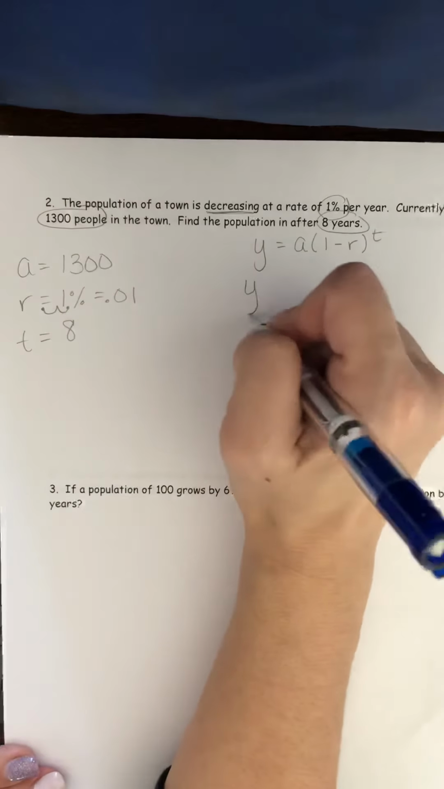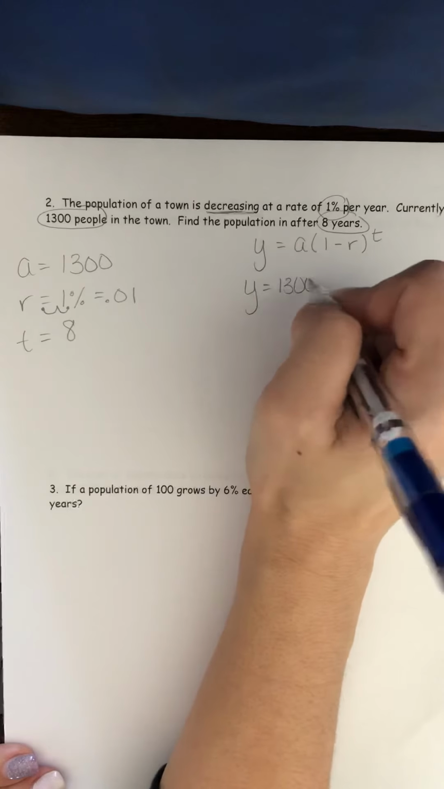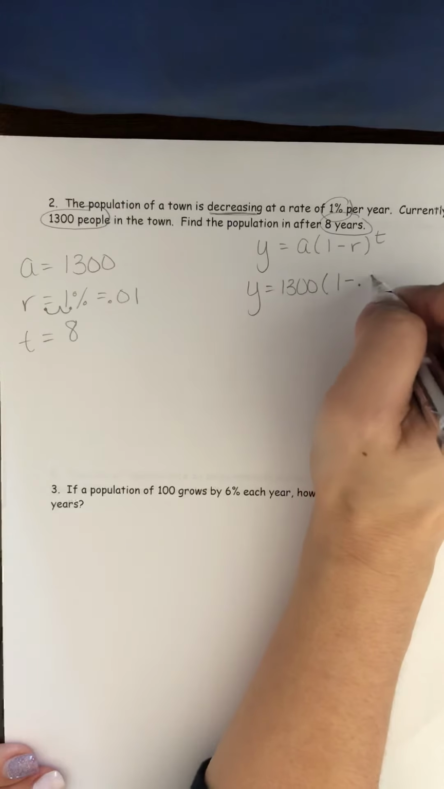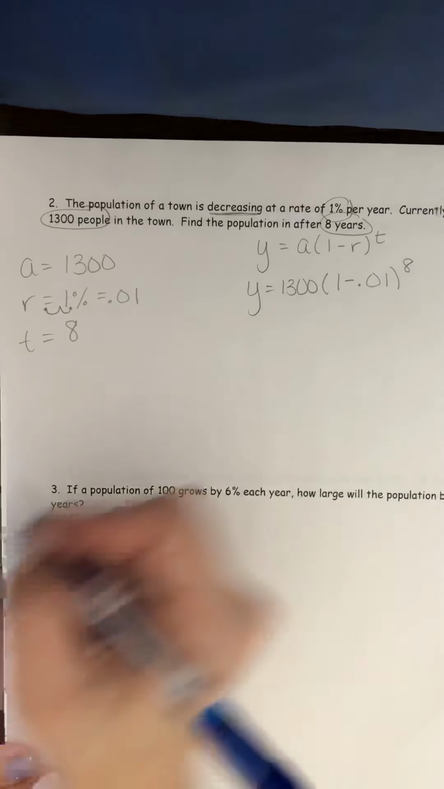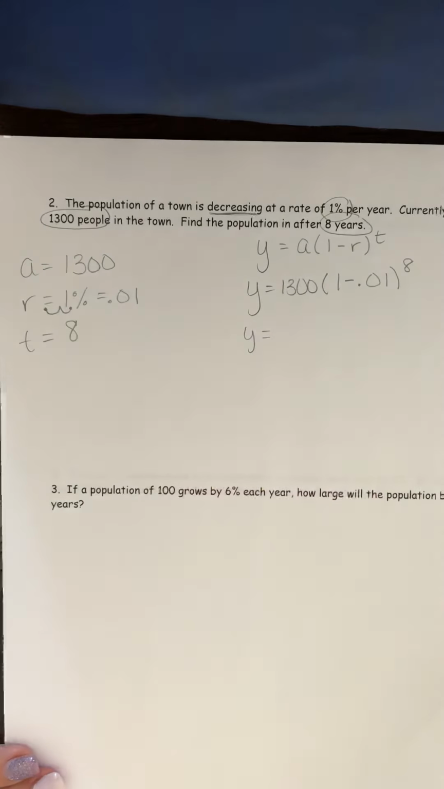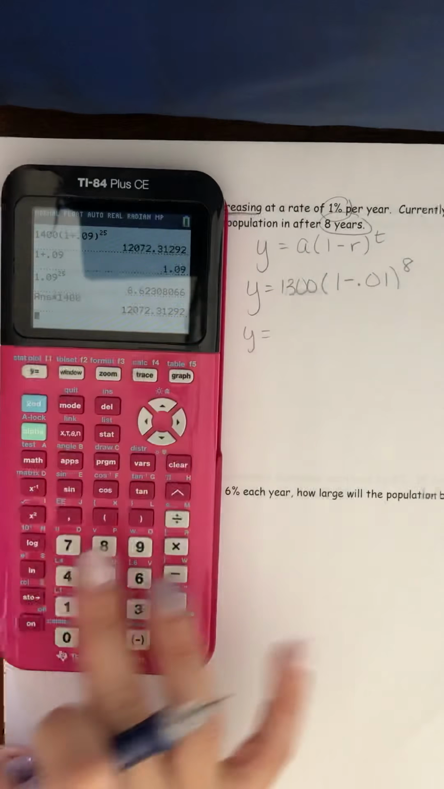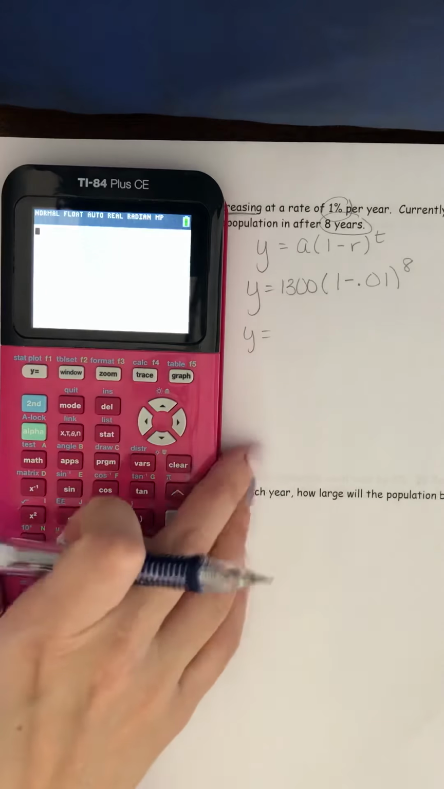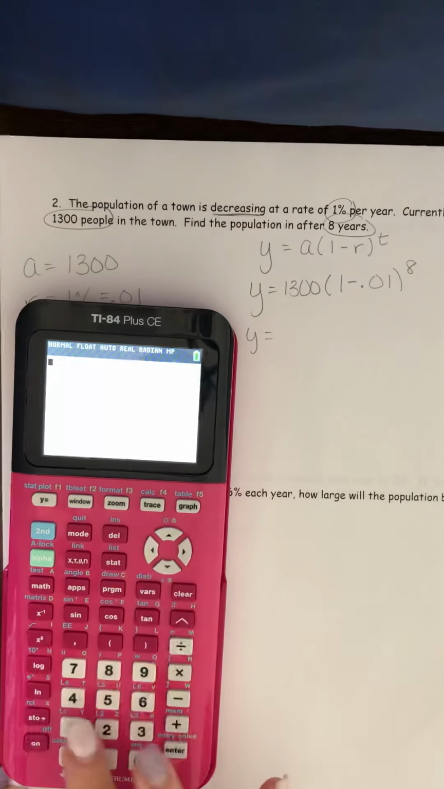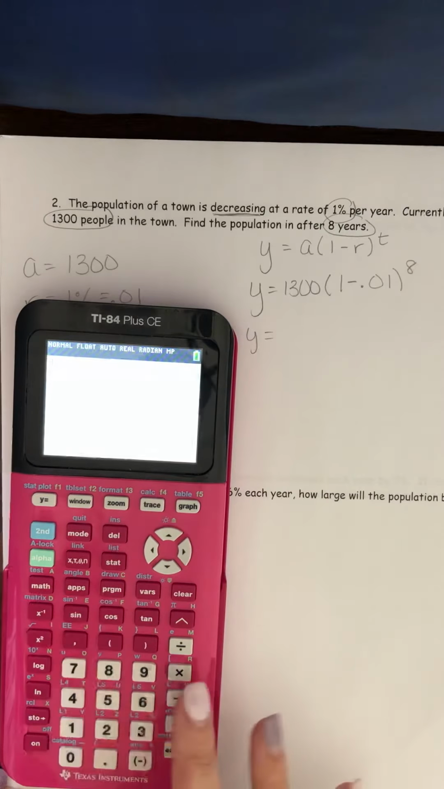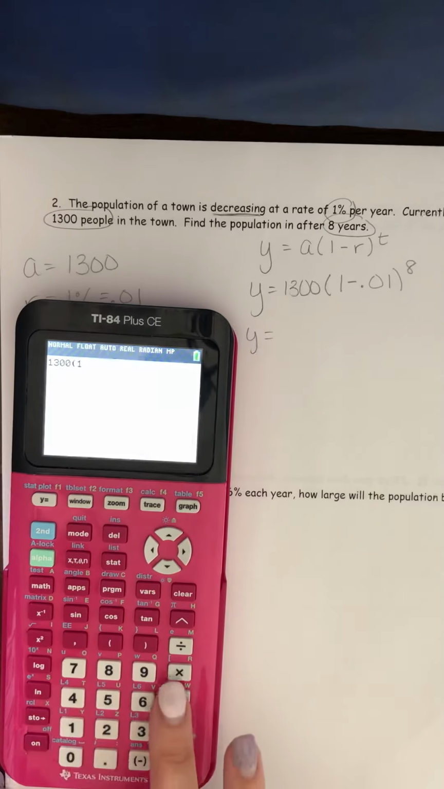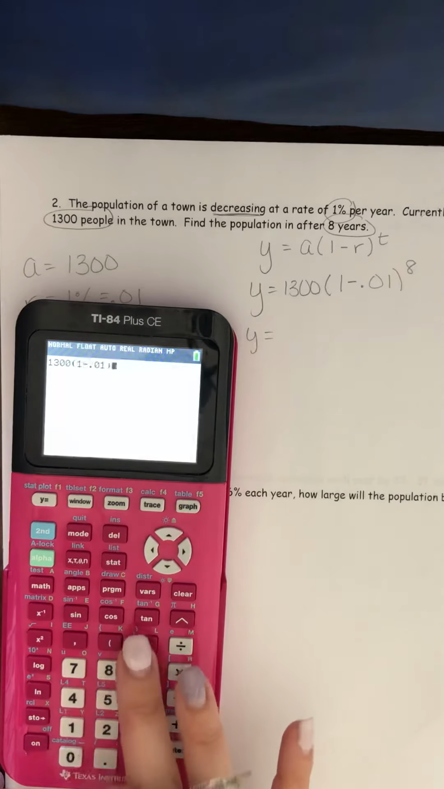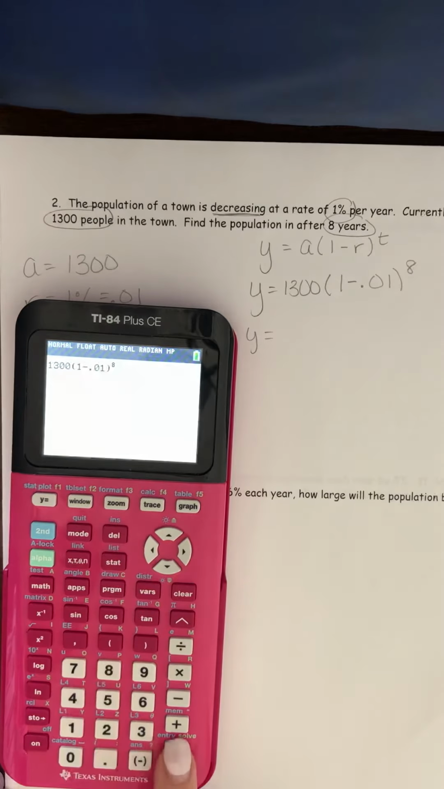I'm just going to fill everything in like I did last time. 1,300, 1 minus 0.01 raised to the 8. Y equals, I'm going to type it all in at one time in my calculator, and then again I'll show you guys how to do it if you don't have a graphing calculator. Even in a scientific calculator, you guys should be able to type this in all at once. 1,300, parenthesis, 1 minus 0.01 raised to the 8. Hit enter.